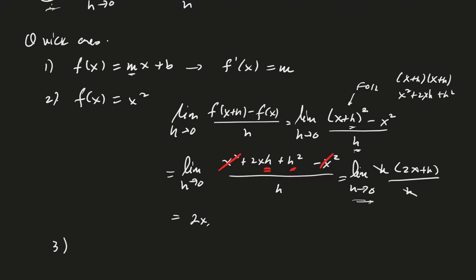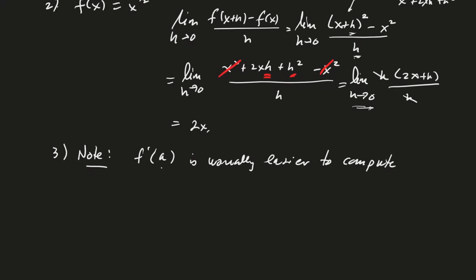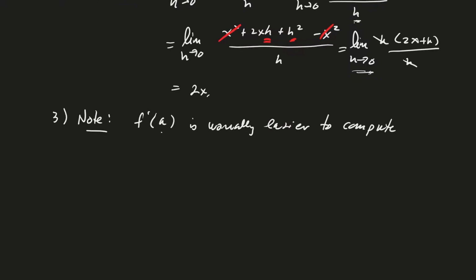Second note, f prime at a particular point a is usually easier to compute because you'll be putting in a number, right, instead of a generic x. So just as an example, let's take a look at the algebra in computing f prime of 1 if f of x equals 1 over x.